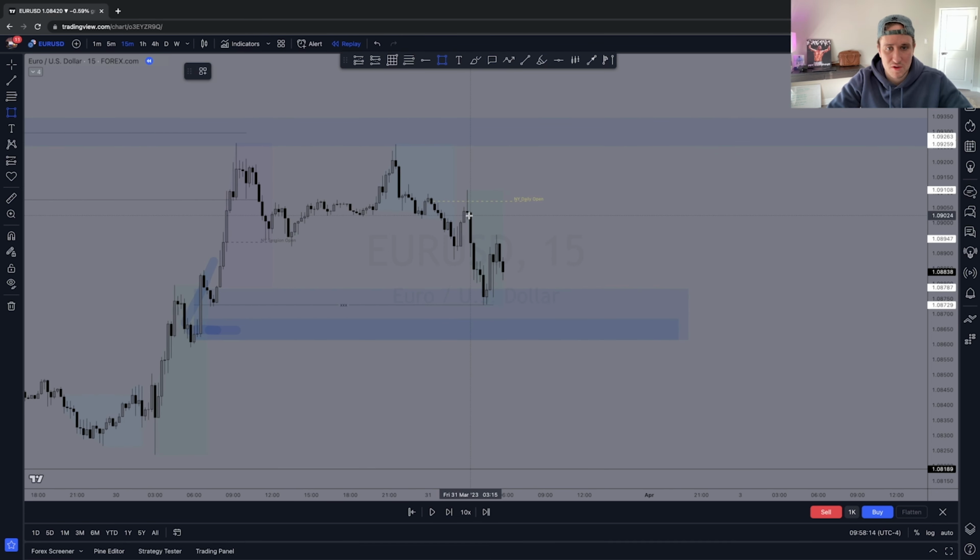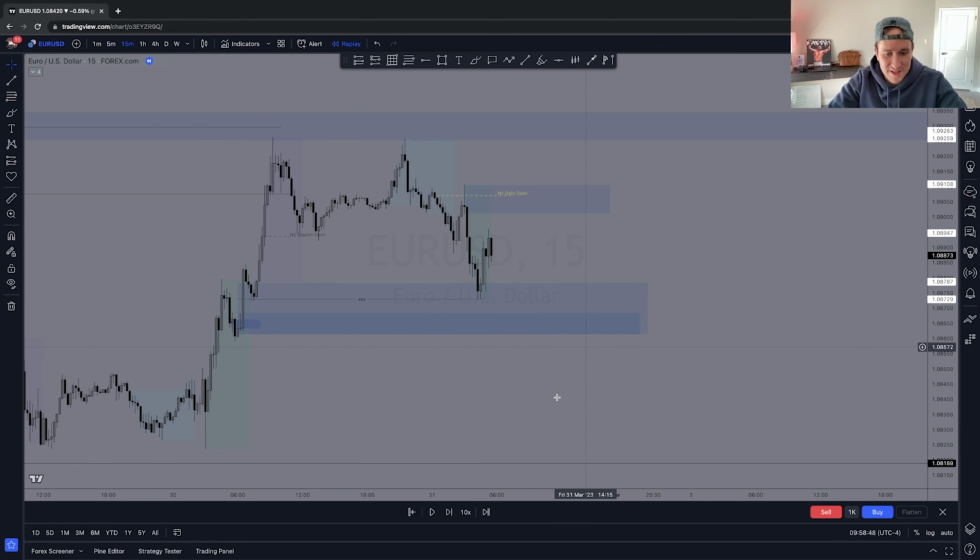So I'm going to mark off this order block up here because this is the order block that I was looking at to take shorts into. So I'm only looking for longs from this area to this area, right? That's it. Sorry guys, it cut out on me there.